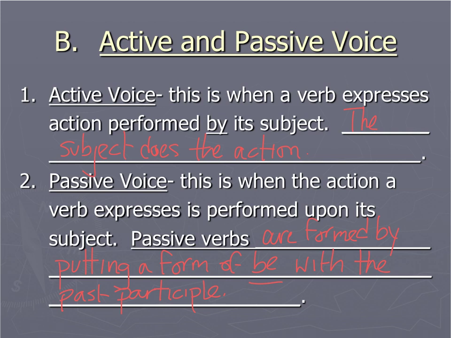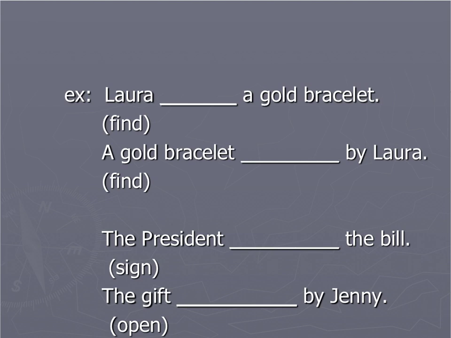So let's see if we can do a couple of these verbs. All right, so we're going to use find. All right, let's put it in the past. Laura found a gold bracelet. Okay, so found's our verb. Laura's our subject. This is active voice.